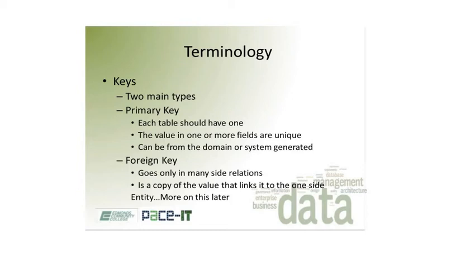Foreign keys only go into many-side relations within a relationship. And the foreign key is a column that contains a copy of the value for that row that it's on, that links it back to the one-side entity. We'll talk about this in great depth later on. But that's how we link tables together. And when we go to query, we'll need to be doing those kind of links. We'll call them joins. So more on that later. And this is all we have for this topic.